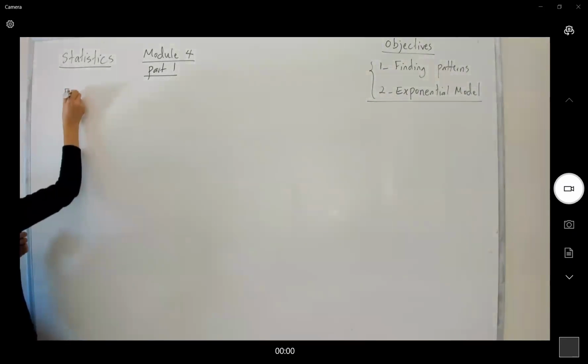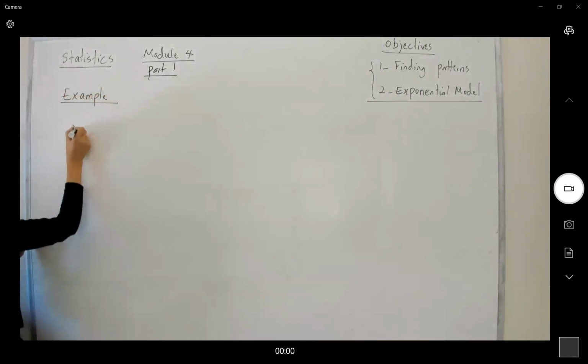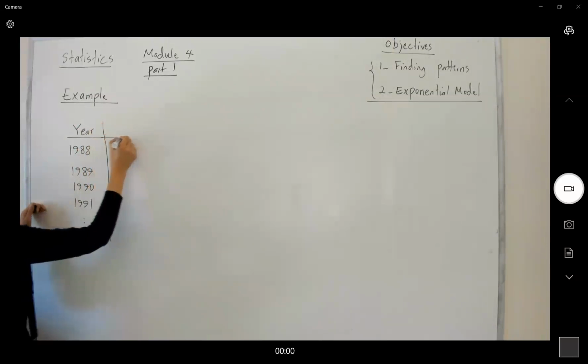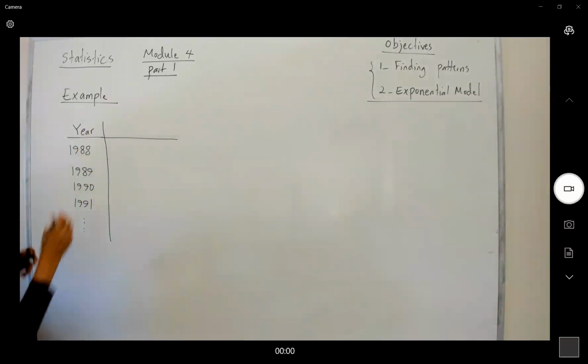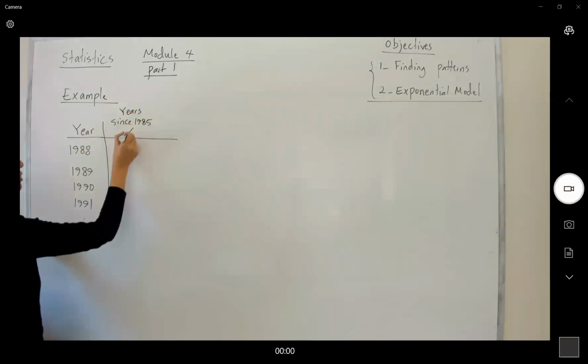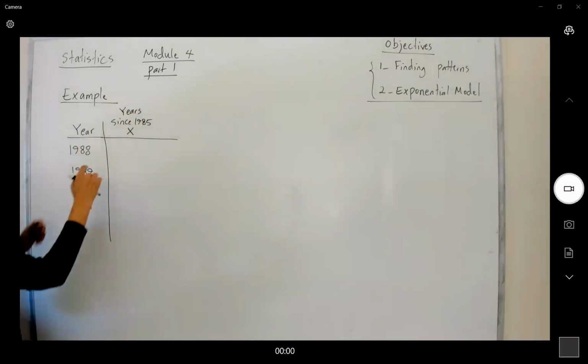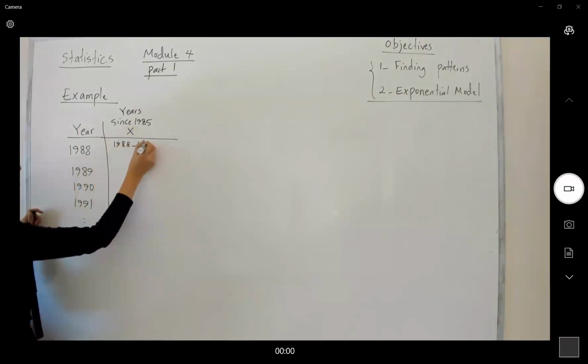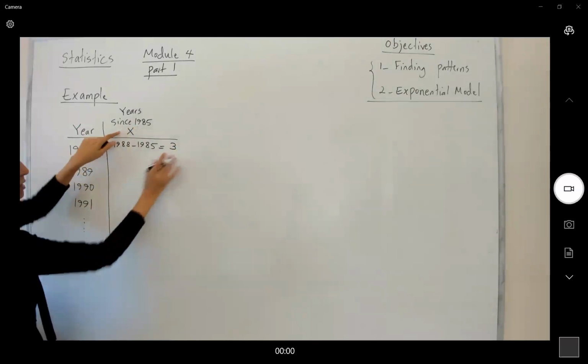So in this example, we have the following. We have some years. The first one is 1988. The second one is 1989. I'm going to write down some of them. 1990, 1991, and so on. The rest of them. So your second column is actually years since, how many years? Years since 1985, which is denoted by variable X. Okay, so 1988 minus 1985 is equal to 3. So your X is equal to 3.